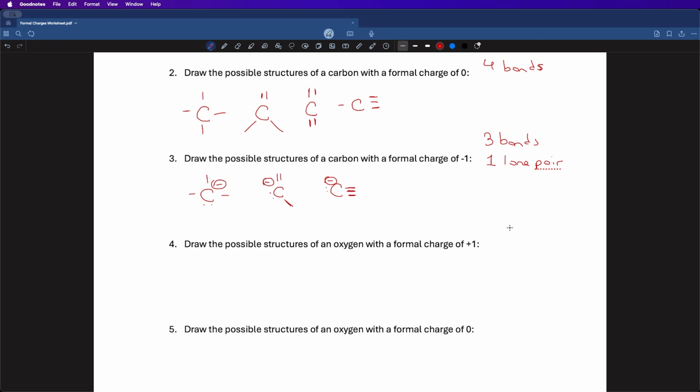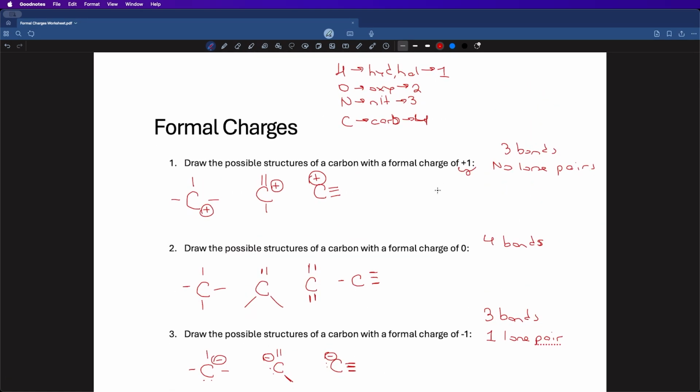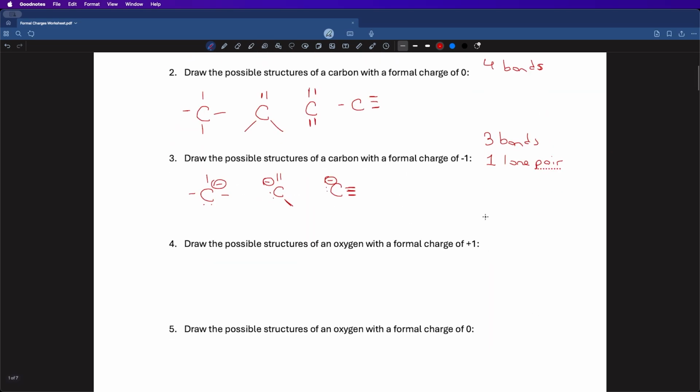This question is asking us, draw the possible structures of an oxygen with a formal charge of +1. According to our HONC mnemonic, nitrogen and oxygen is pretty easy to do. An oxygen with a formal charge of +1 will have 1 more bond than it likes. So if it likes 2, an oxygen with a formal charge of +1 should have 3 bonds, and subsequently just 1 lone pair. And so an oxygen with 3 bonds and 1 lone pair will have a formal charge of +1.